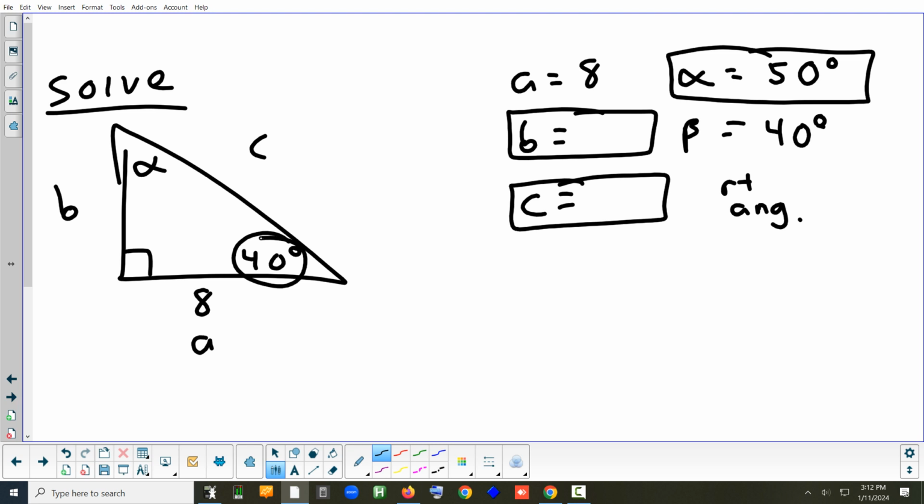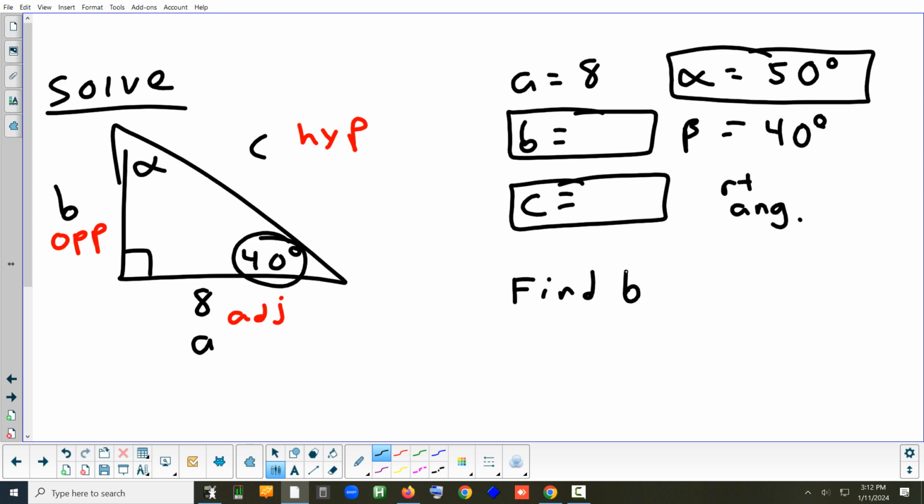Okay, we need to name the 2 sides that are relative to 40. So what's the side that's labeled B? Opposite. Write that down. And the side that's labeled 8. Adjacent. And C is the hypotenuse. Okay, which side do you want to find first, B or C? B.